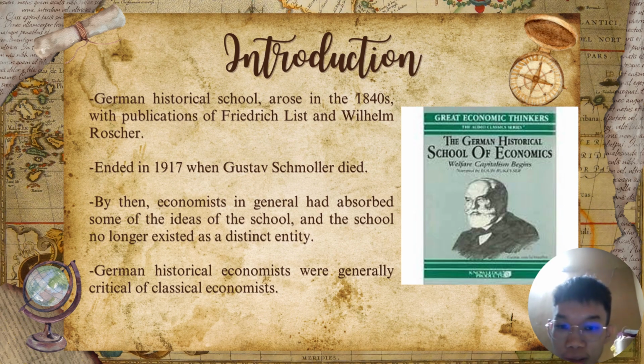This school emerged in the 1840s, beginning with the work of Friedrich List and Wilhelm Roscher. It remained influential until 1917, which marked the death of Gustav Schmoller, one of its leading figures. By that time, many of the school's ideas had already been absorbed into mainstream economic thought, and the school itself ceased to exist as a distinct movement. Much like the socialists, German historical economists were often critical of classical economics, favoring a more historical and contextual approach to economic analysis.